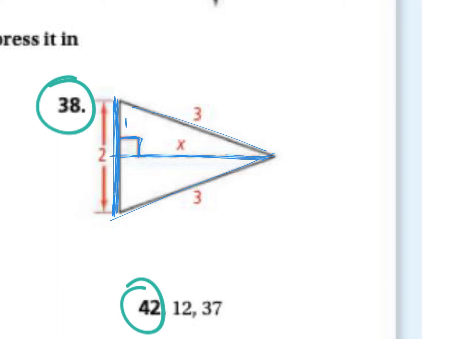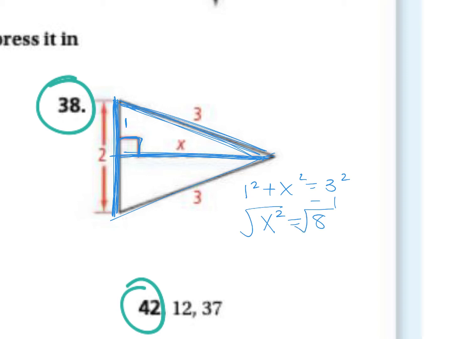So we're looking at this triangle. It would be 1 squared plus x squared equals 3 squared, just another Pythagorean theorem. So x squared equals, if we take away 1, 9 minus 1 is 8. That's not a perfect square, so we're going to put it in simplest radical form. That would be the square root of 4 and the square root of 2. So 2 times the square root of 2 would be your value for x. Okay.